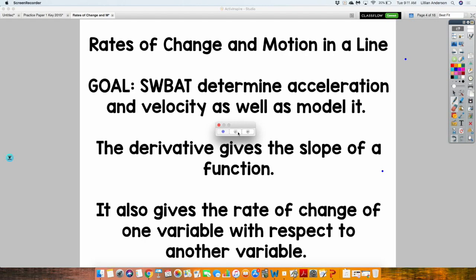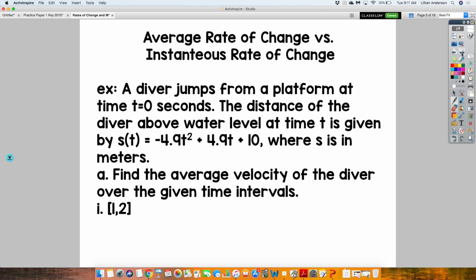It also gives us the rate of change of one variable with respect to another variable. So there's two different types of rates of change. You have average rate of change and you have instantaneous rate of change.